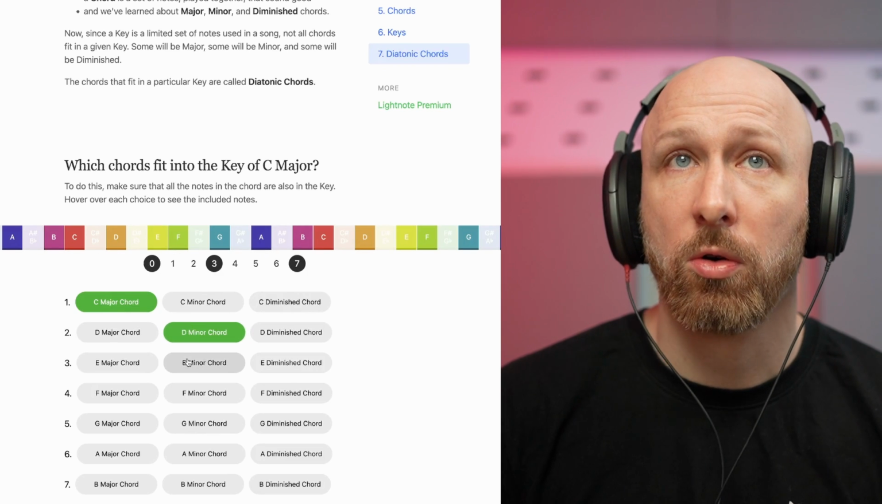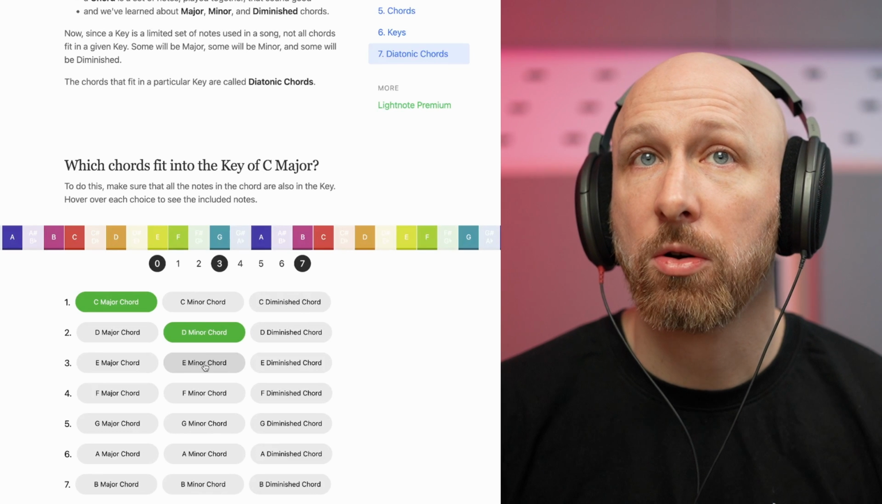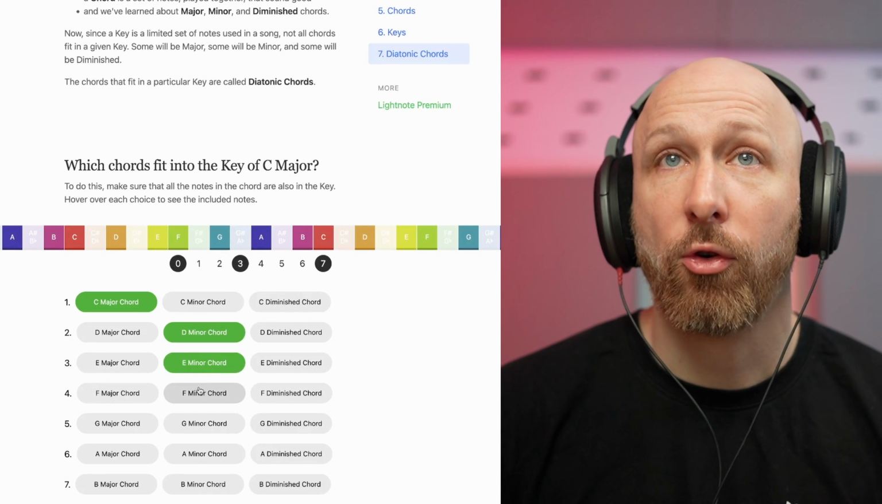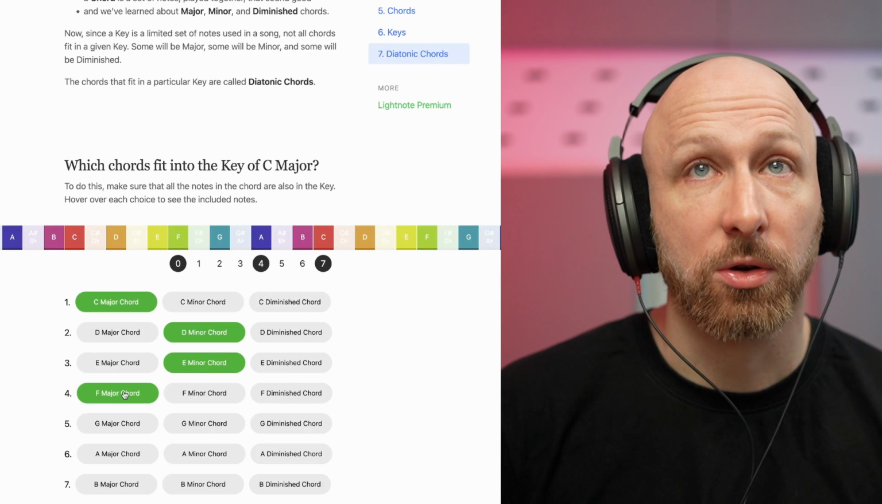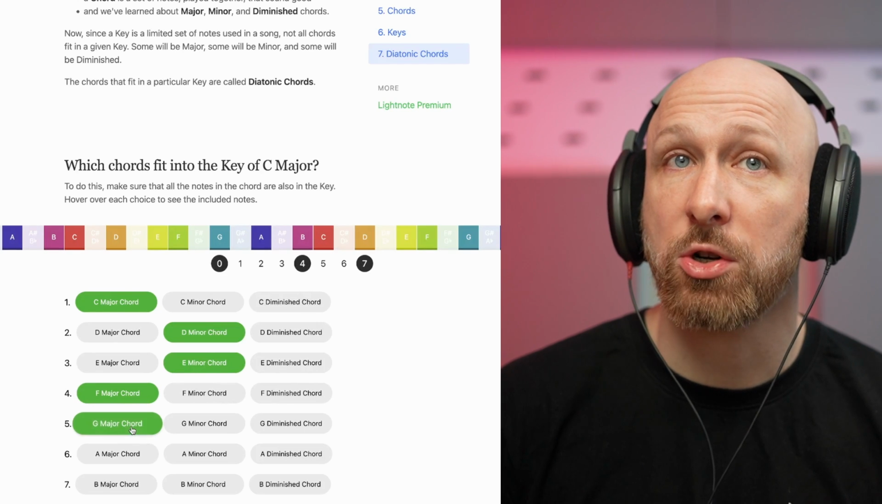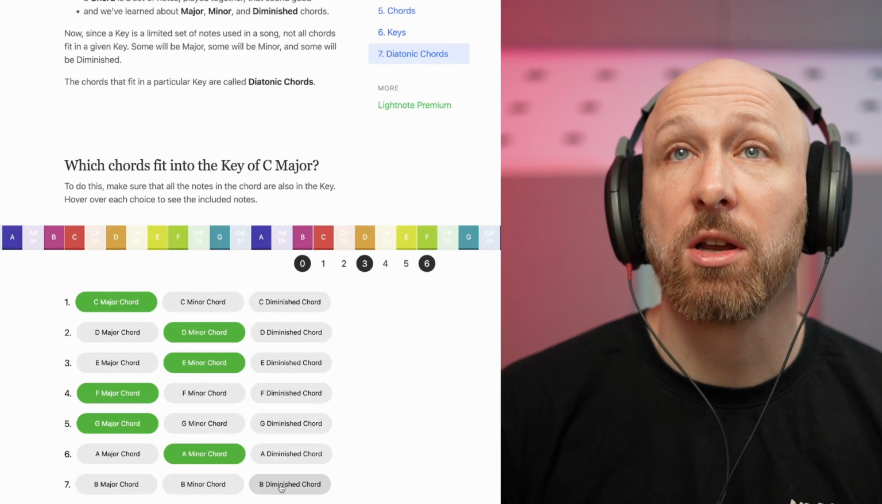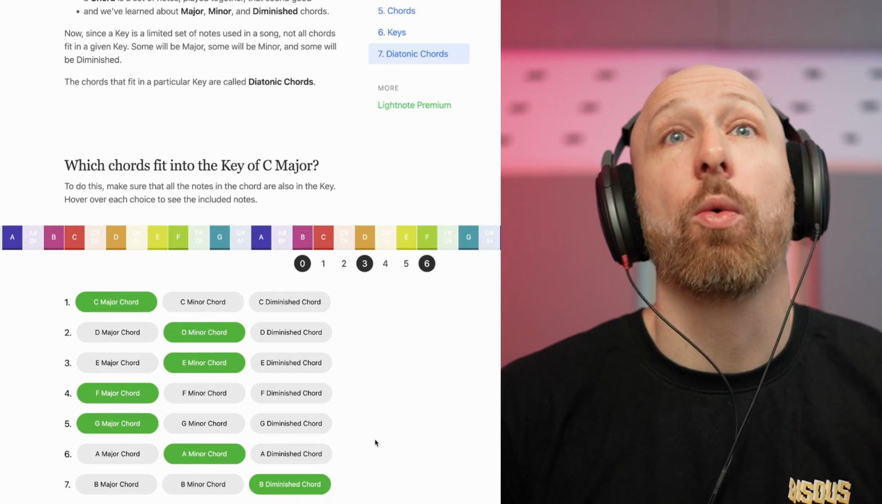Second chord is going to be a minor chord. The third chord is going to be a minor chord. Notice how there's 3 steps again. The fourth chord is going to be a major chord. The fifth is going to be a major chord. The sixth is going to be a minor chord. And the seventh is going to be a diminished chord. This is always the case.